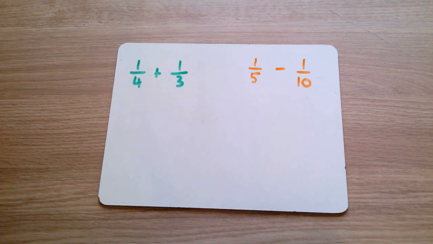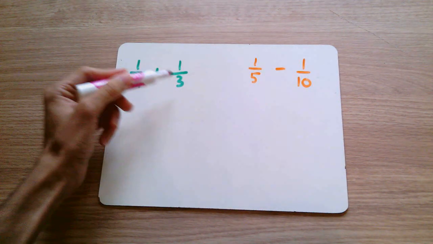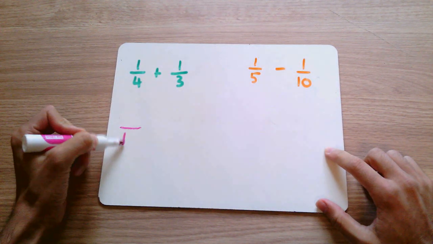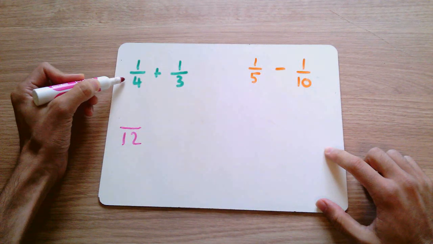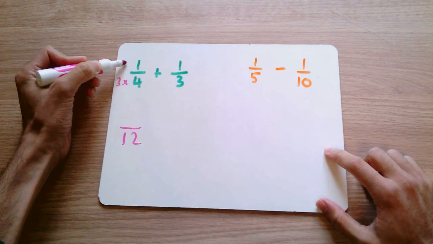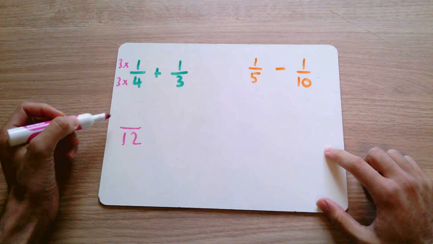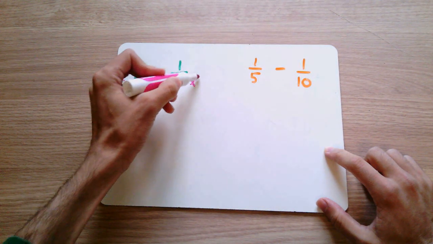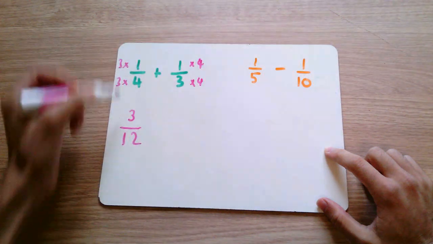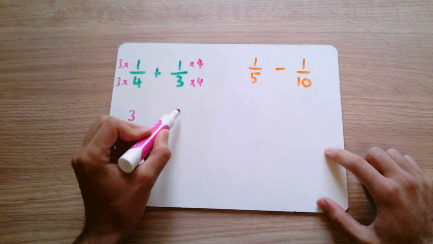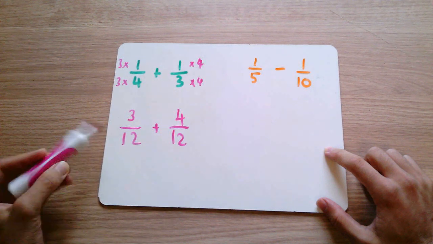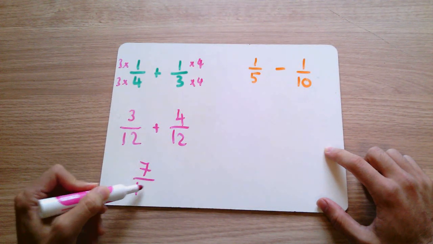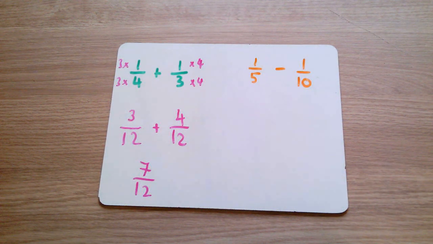Now, the easiest way we can do this is by simply multiplying the denominators together. If we multiply 4 with 3, we get a denominator of 12. But whatever you do to the denominator, so we times this by 3, you have to do to the numerator to keep it as an equivalent fraction. So this becomes 3 over 12. Over here, we multiply the numerator and denominator by 4. We get plus 4 over 12. And then we simply add the numerators together, giving us a value of 7 over 12.